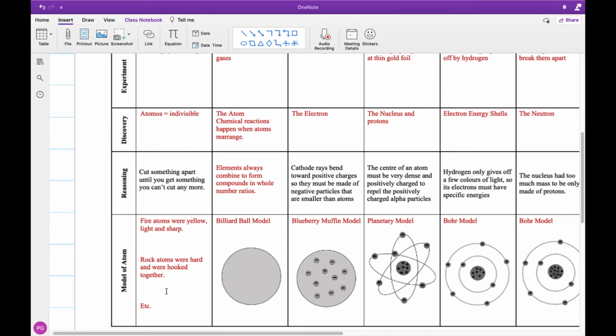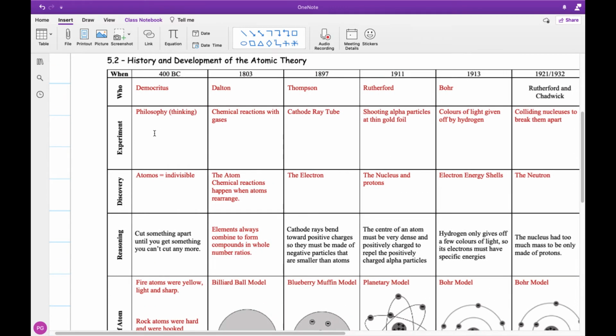This wasn't really based on any science, but this was based on philosophy. Now this is important though, because this is where we get the word atom from. Atomos, that's Greek for indivisible. Now fast forward almost 2,000 years to 1803.